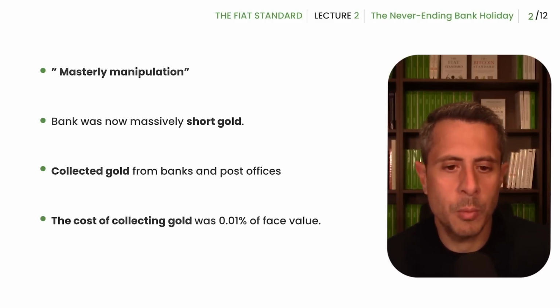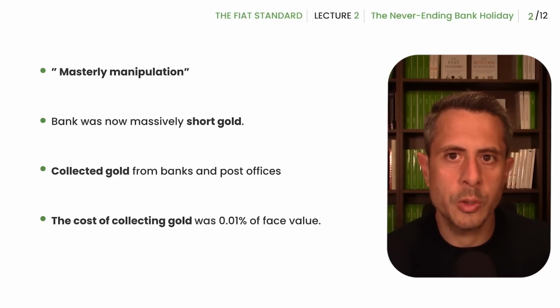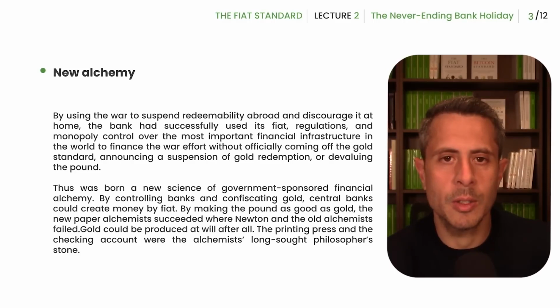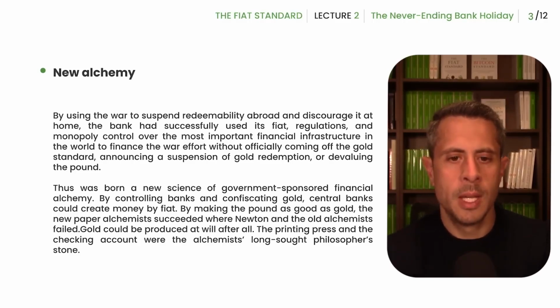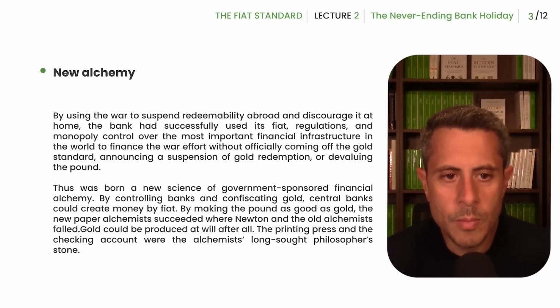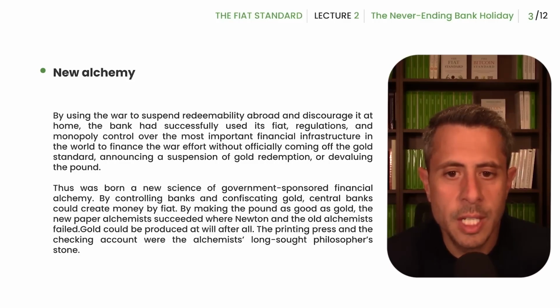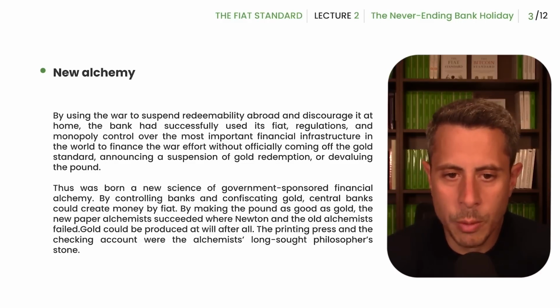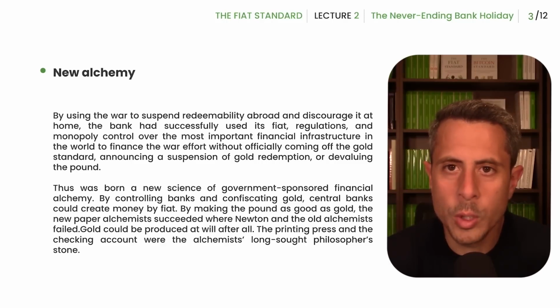So they were able to move the country onto a paper money standard because they were able to collect the gold, and they stopped redeeming their obligations in gold. So to summarize, by using the war to suspend redeemability abroad and discourage it at home, the bank had successfully used its fiat, regulations, and monopoly control over the most important financial infrastructure in the world to finance the war effort without officially coming off the gold standard, announcing a suspension of gold redemption, or devaluing the pound.